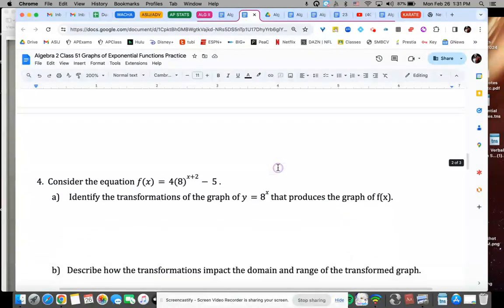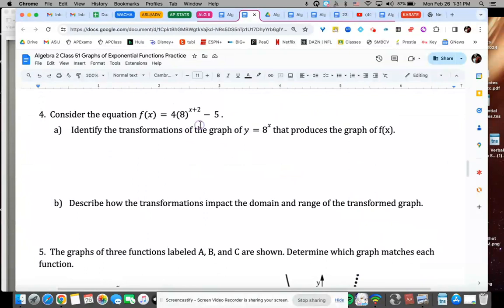Okay, number 4. Now I'm starting to see shifting. I see this +2. So when it's with the x, it's always opposite of what it looks like. So if it's +2, that means left 2. And then this is shifting up and down, and this one is just like it looks. So if it's a -5, it's down 5.